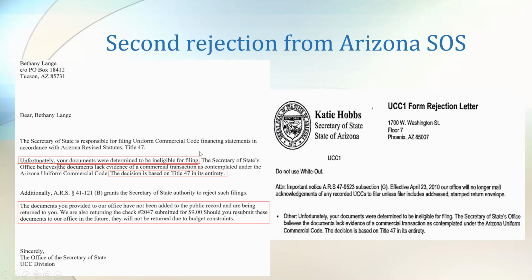And then this was something I was going to call out in this second page that she sent, because I know we talked about the self-addressed stamped envelope. They will no longer mail acknowledgements of any recorded UCCs unless you include the addressed stamped return envelope. So I was just reinforcing what was said in an earlier lesson.